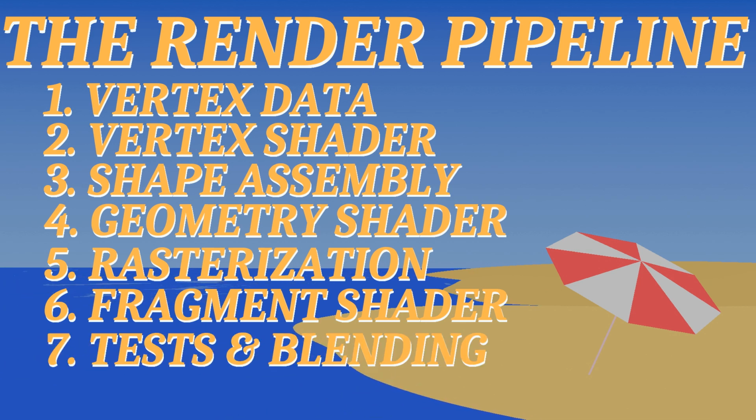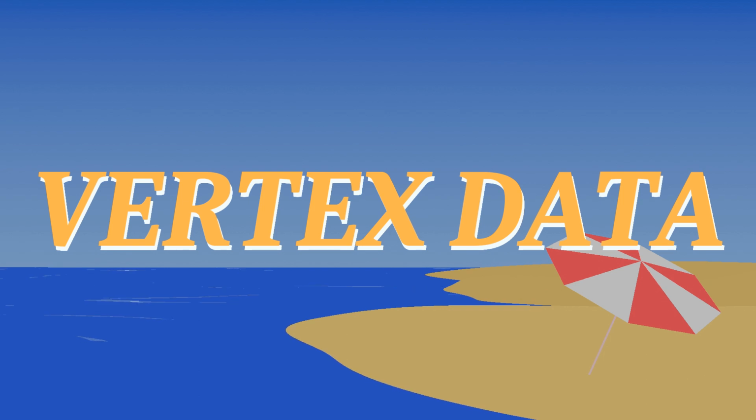Finally, all the pixels are tested against each other and blended for your desired look. And that usually includes making objects in front of other objects drawn in front of other objects. Now, where else to start but the start?